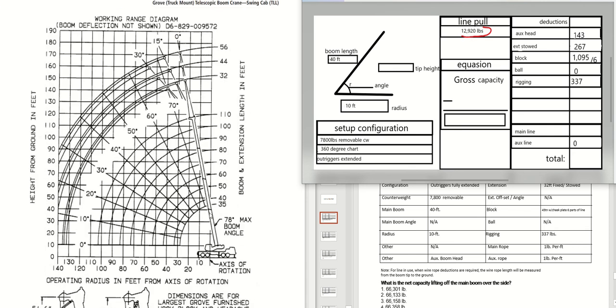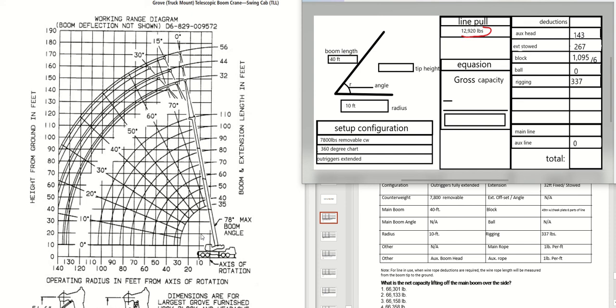Now we're looking at a 40-foot boom length and a 10-foot radius. If you look over here to the left, follow my cursor, we have our 10-foot down here next to rotation axis. That's going to be our radius. Then we have our 40-foot up on the right, boom next to boom and extension length in feet. That's going to be your boom length side. On the left side of the page, we have height from ground in feet. So that's going to be your tip height. That's what we need to know.